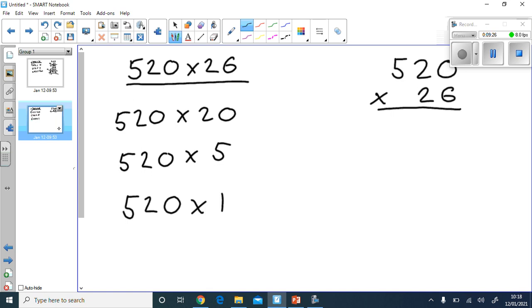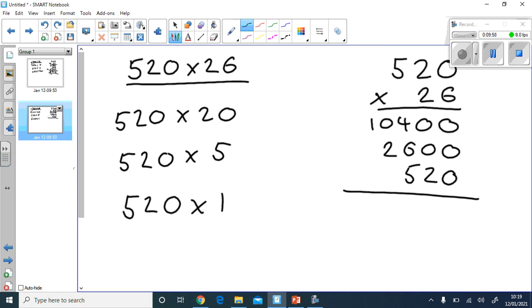It's 520 times by 20. So 5,200 times by 2, doubling it is 10,400. Okay, so just be careful with your columns on this one. Don't get everything too mixed up. 520 times by 10. Well, we've worked out 5,200. We're going to halve it because it's 5. So that's 2,600. And then finally, 520 times by 1. Nice and easy. And then add them all together.